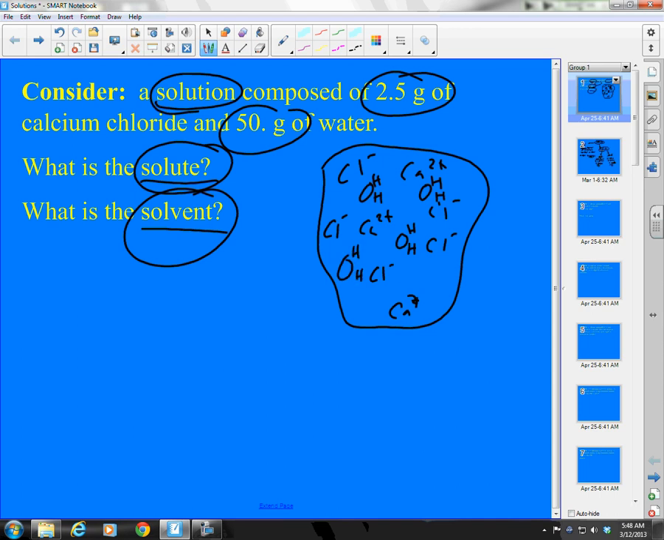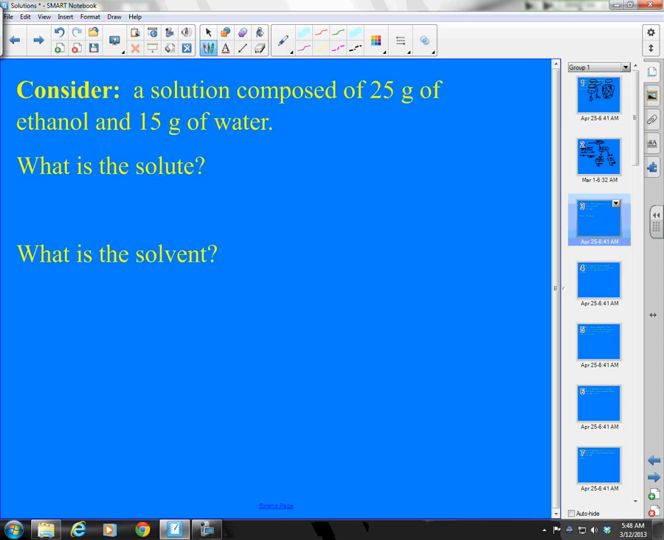I should change some of these. So like this, yeah, right? And I would have then a uniform dispersal of my waters and, excuse me, of my chlorides and my calciums throughout my water. Good. Now, what is my solute again? It's the one in lesser quantity, calcium chloride. What is my solvent again? Water. It's the one in greater quantity. Cool. Easy. You guys do this one, bring me back.